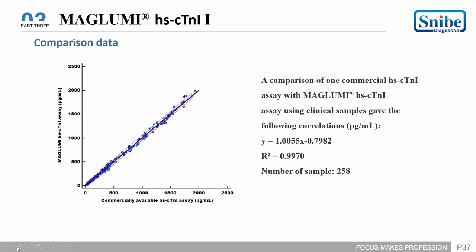If we compare our commercial high sensitive troponin I with the Meglumi high sensitive troponin I results, we have found that they have an excellent correlation of 0.99, and the number of samples was 258. So this comparison was based on the high sensitive troponin I assay in picogram per ml versus the Meglumi high sensitive troponin I assay, first generation assay, with the picogram per ml value.